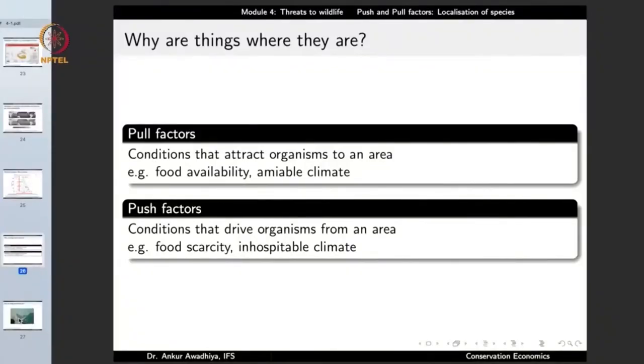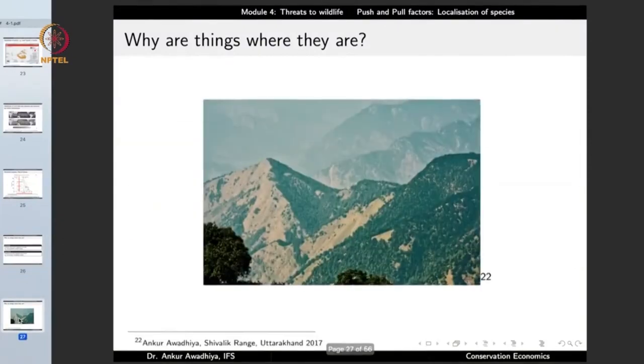So for instance, we can say that the polar bear is finding a pull factor in the Arctic because it is getting food in sufficient quantity. It is not having any predators of itself. Whereas a location such as Madhya Pradesh offers a push factor to the polar bears because the temperatures here are too high. And these temperatures are not amenable to the polar bear. So we have different push and pull factors. And whenever we observe that a certain species is found in certain areas, we can start thinking about the push and pull factors.